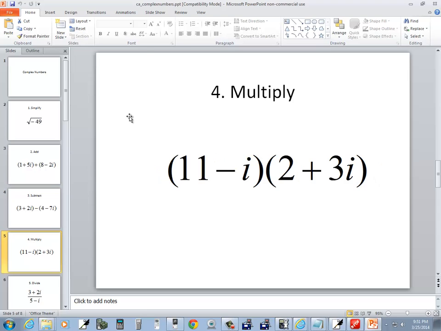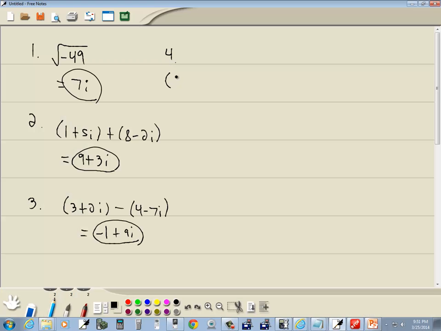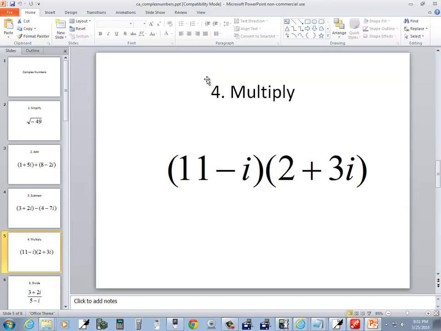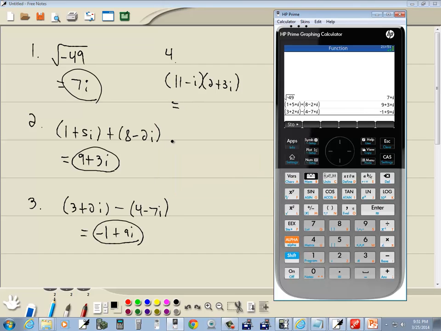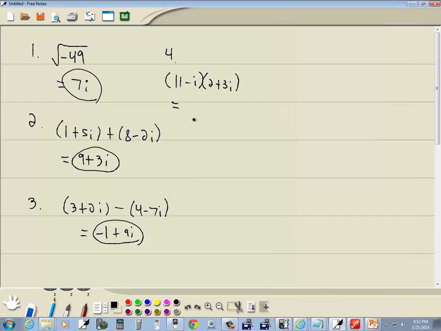Okay, let's take a look at multiplication. We've got 11 minus I times 2 plus 3i. Nothing real exciting on this one. Again, we're going to type it in as we see it. So I'll push my parentheses, and then 11 minus, and I want the I, so I do shift 2, right arrow to get out of parentheses, push my parentheses button again, and then I put in my 2 plus 3, shift 2 for the I. Then press enter, and that gives us 25 plus 3i.